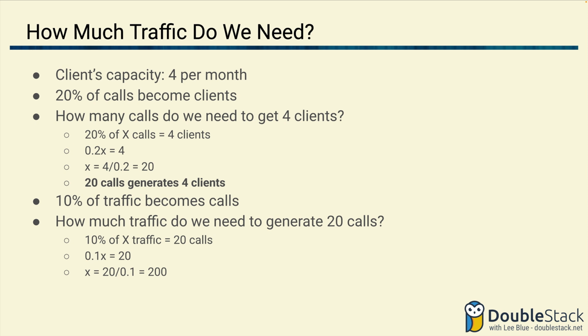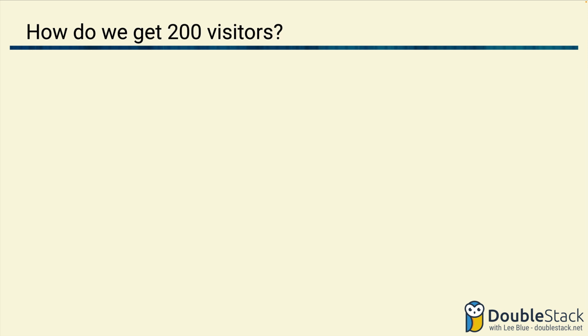And you can do this in your head. This isn't too complicated because the numbers are nice and even like this. But essentially the end result here is 200 visitors generates 20 calls. Now, if your client could have handled 5 clients or 6 clients or whatever, the math isn't quite as round as it is here, so it's helpful to know how to do these equations. But the end result for us is 200 visitors generates 20 calls.